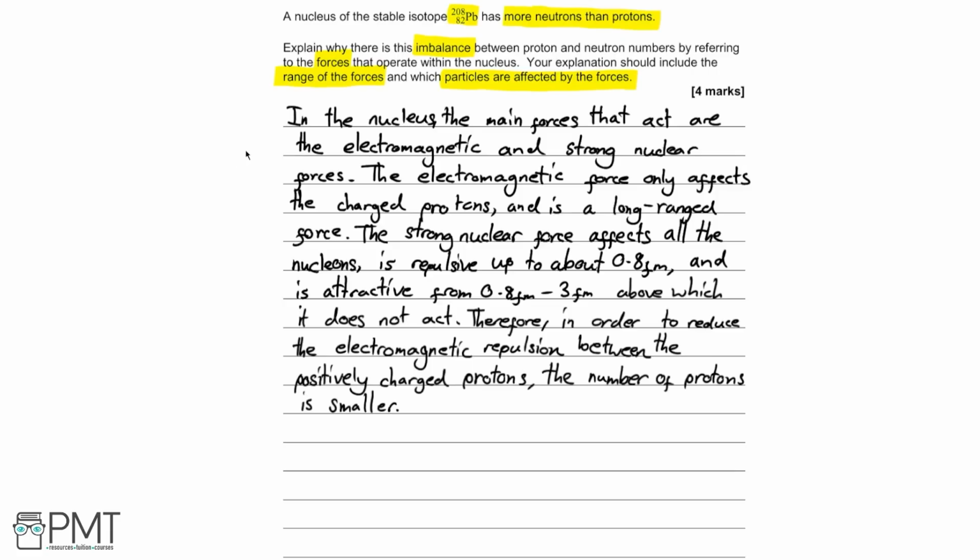In this question, we got a maximum of 3 marks for talking about the nature of the various forces. Specifically, we would get 1 mark for saying that the electromagnetic force is long-ranged. We would get 1 mark for saying that it acts between protons to repel them. We get 1 mark for saying that the strong nuclear force affects all the nucleons. We would get 1 mark for saying that it is repulsive up to about 0.8 femtometers and attractive from 0.8 femtometers to 3 femtometers. And so overall, we would get 3 marks from that set of statements.